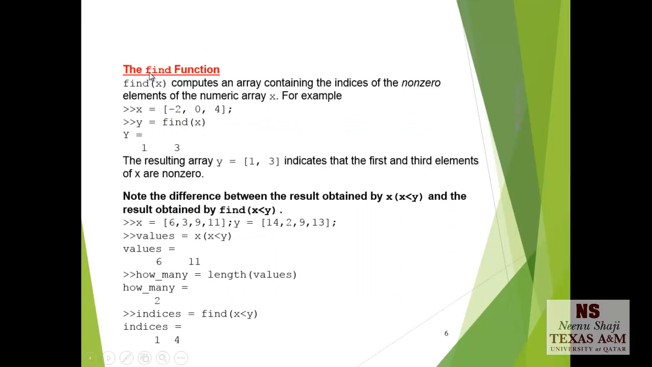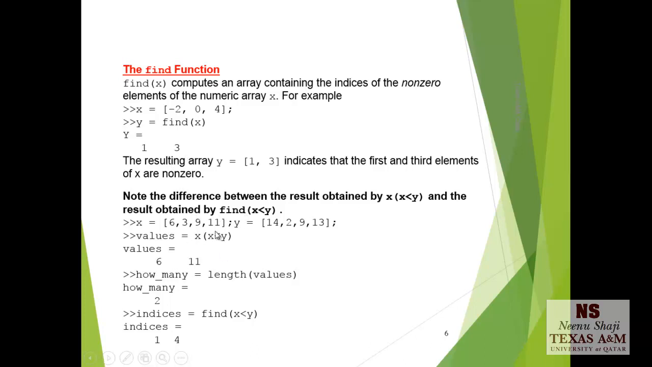Now we learn a new function called the find command. Find x computes an array containing the indices of the non-zero elements of the numeric array x. For example, x is -2, 0, 4. Find x gives the indices where you have a non-zero number. So -2 is in position 1 and 4 is in position 3.